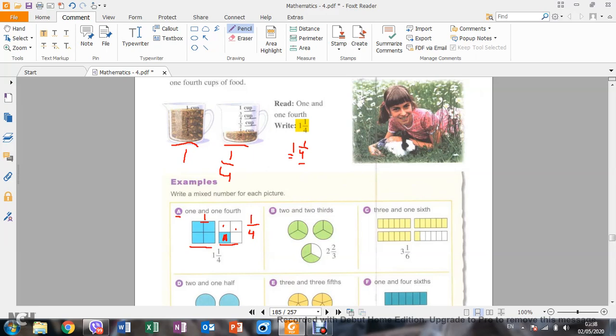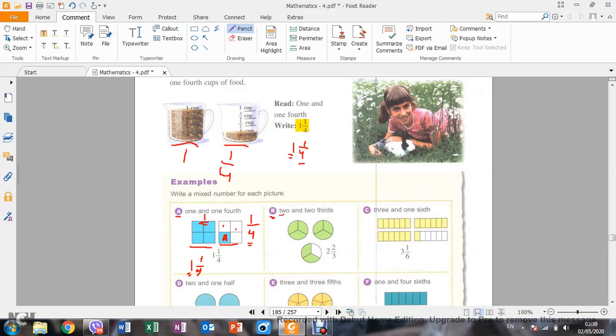Now how do I write it as a mixed number? I have this whole number, okay? At first I write 1. Directly next to it, I write 1/4, okay? How do I read it? I say 1 and 1/4, okay? The second example, okay? Maybe I give you this page, you need to write it as a mixed number.